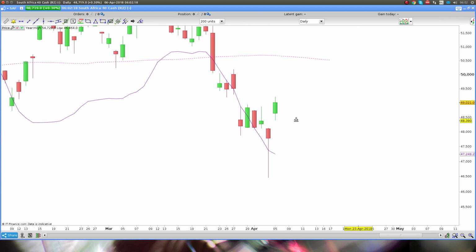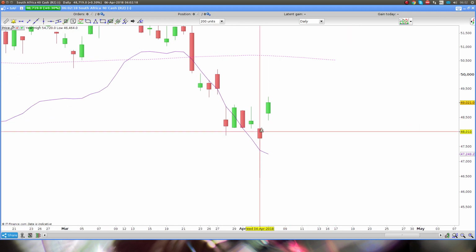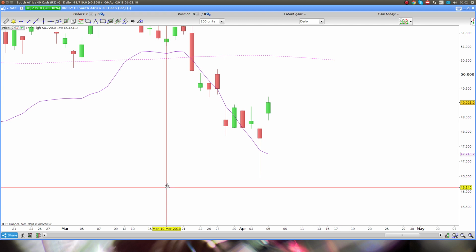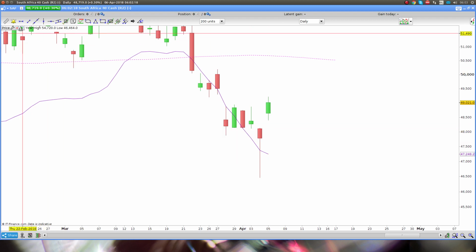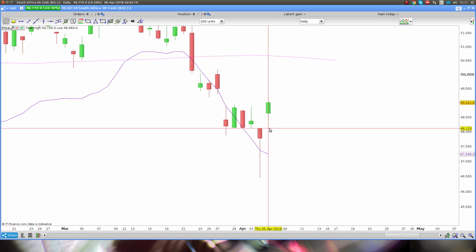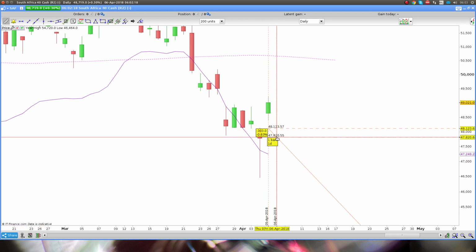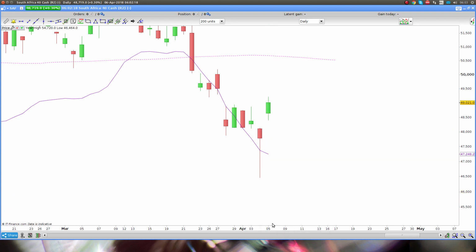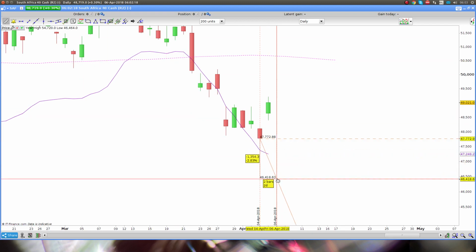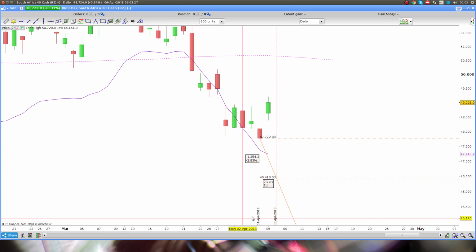The first one is a pin bar. What I'm looking for is a candle which has a very narrow body. Let's measure it out so you can see the context. The body itself is 342 pips, and the tail here is 1,300 pips. That is a phenomenal, high quality pin bar.